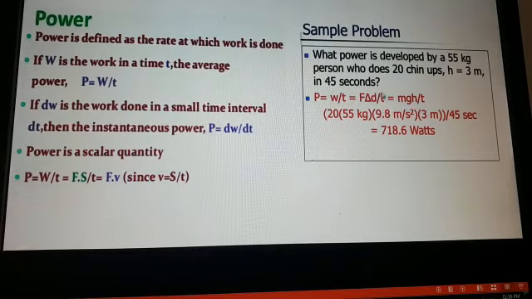But this is about the power. Work done is equal to energy conserved, that is why we have to use this equation. I think all of you understand power is defined as the rate at which work is done.